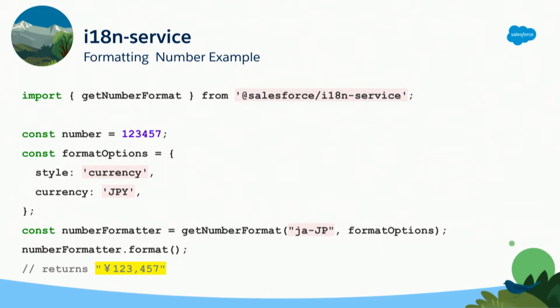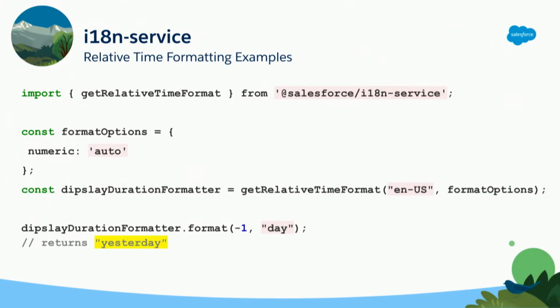You can override some of the options, and you can use it for parsing. So in this example, we have 123,457 yen. With another example with relative time formatting, again, we import the function from Salesforce i18n-Service. We provide some formatting options, and in this case, in English, it converts -1 day to yesterday.